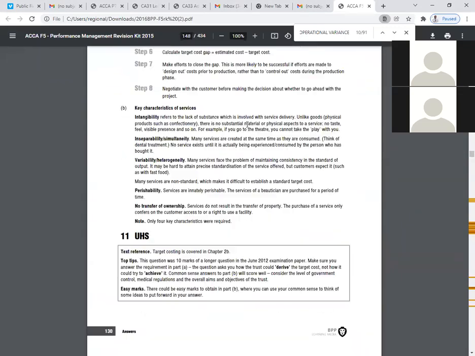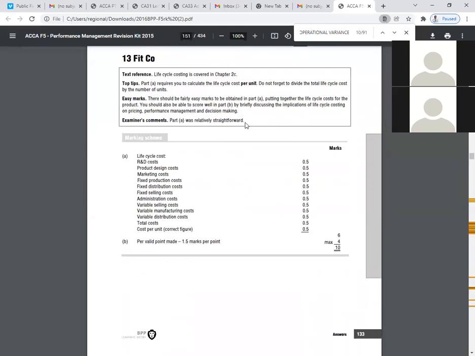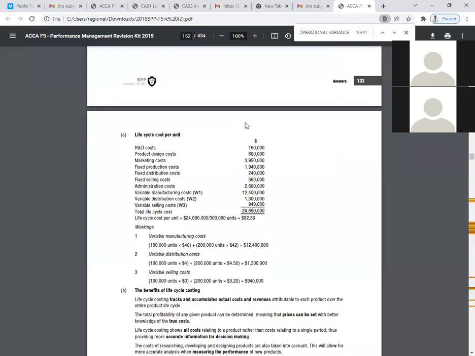Wanafunzi walichoka kabisa eh? Give me the total of the totals. Ukishafanya year 1, umefanya year 2, umefanya year 3, unaziongeza zote sasa. Uniambie kwa unapata hiyo 24, 9, 690 again. 24, 690.